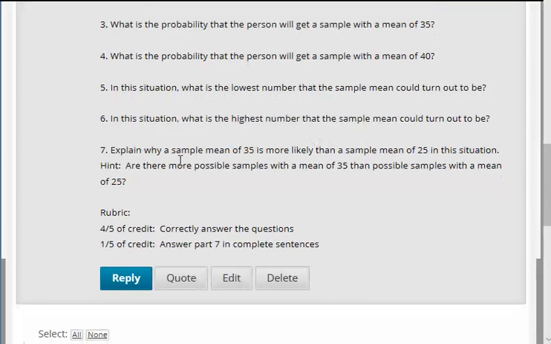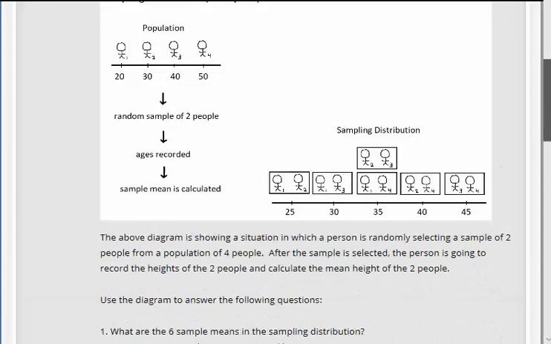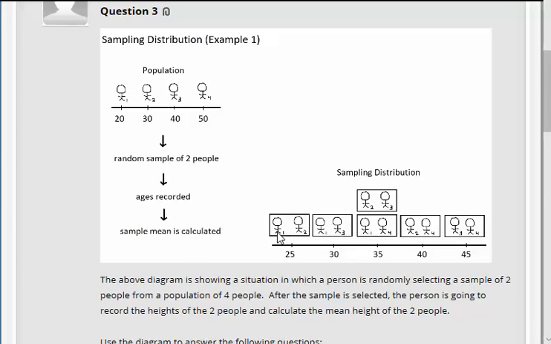Question number 7 is asking for you to explain why in this situation the sample mean is more likely to come out to 35 and less likely to come out to 25. Well, it's basically just asking you, why is there a higher probability that this sample mean will turn out to be 35 and a lower probability of it turning out to be 25?